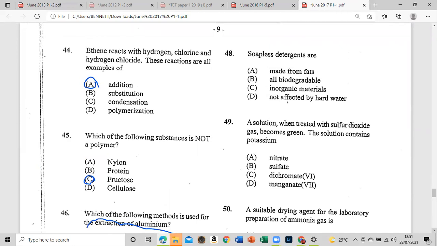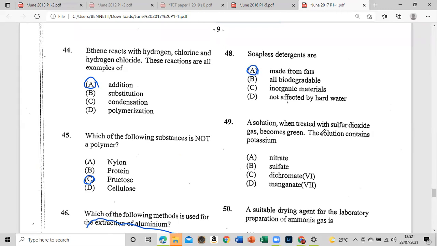All right, guys. So 48 now. Soapless detergents are: A, made from fats, B, all biodegradable, C, inorganic materials, or D, not affected by hard water. And this, guys, is new, and it's made from fats. So soapless detergents are made from fat.